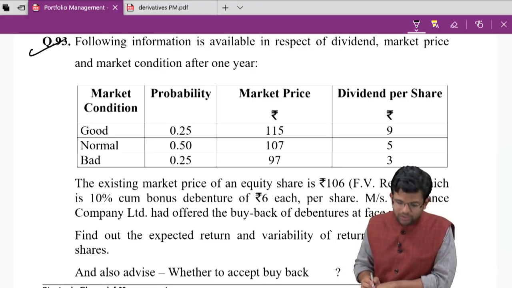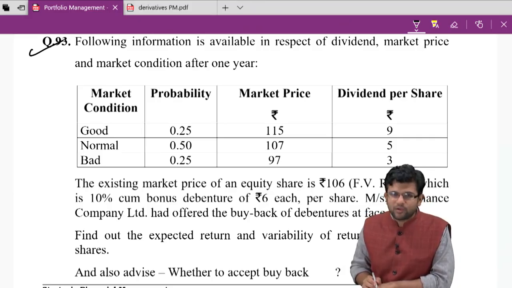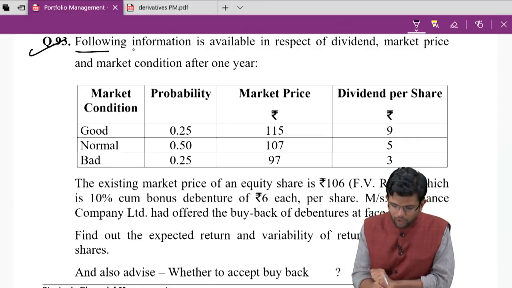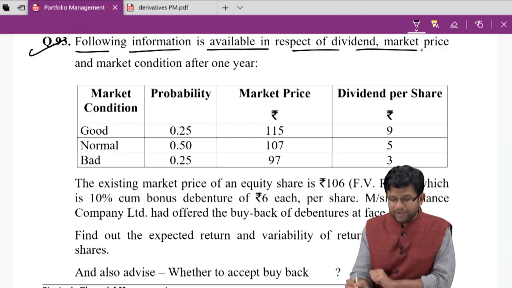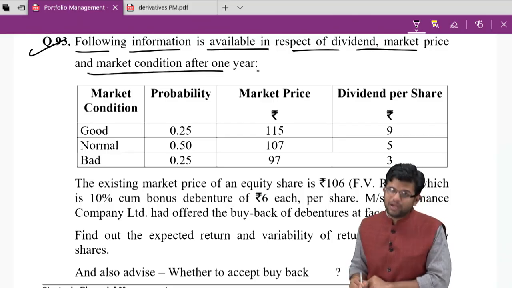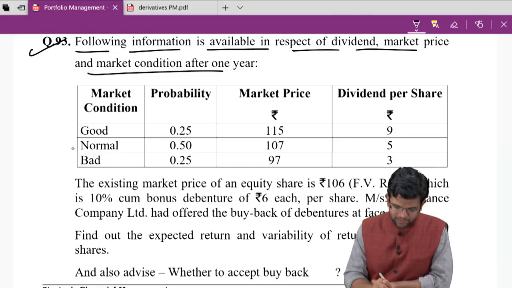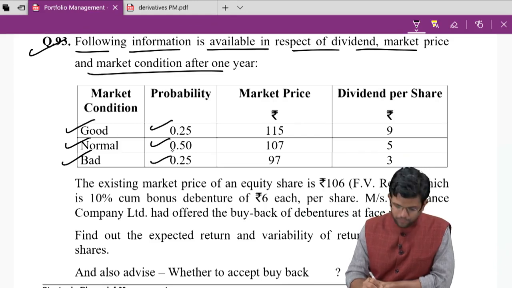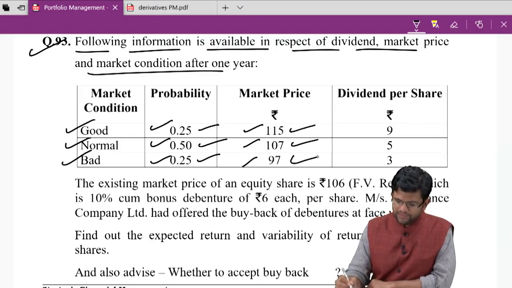Okay students, I hope you all read the question. Let me now explain it to you. Following information is available in respect of dividends, market price and market condition after 1 year. So they're saying in this year the market condition can either be good, normal or bad. The probabilities are given to you: 25% chance that good will happen, 50% chance normal will happen, and 25% chance that bad will happen. Market prices are given to you, which means P1 can either be 115, 107 or 97. D1 can either be 9, 5 or 3.